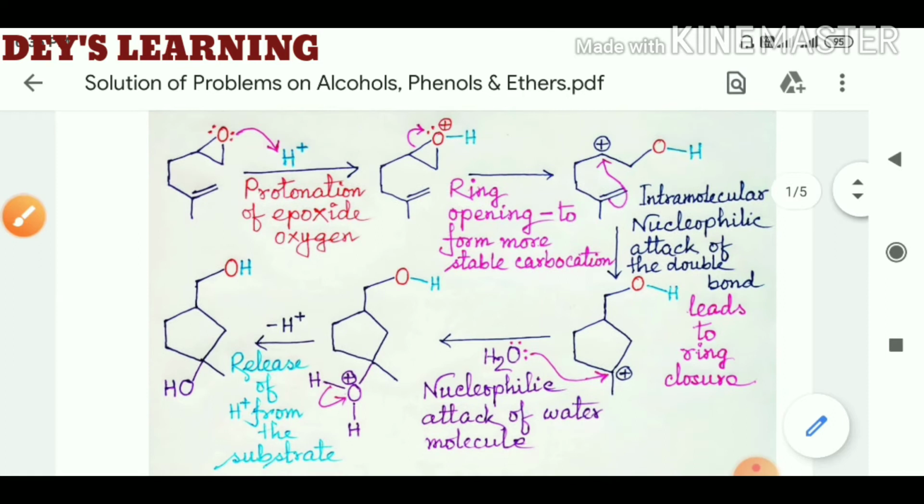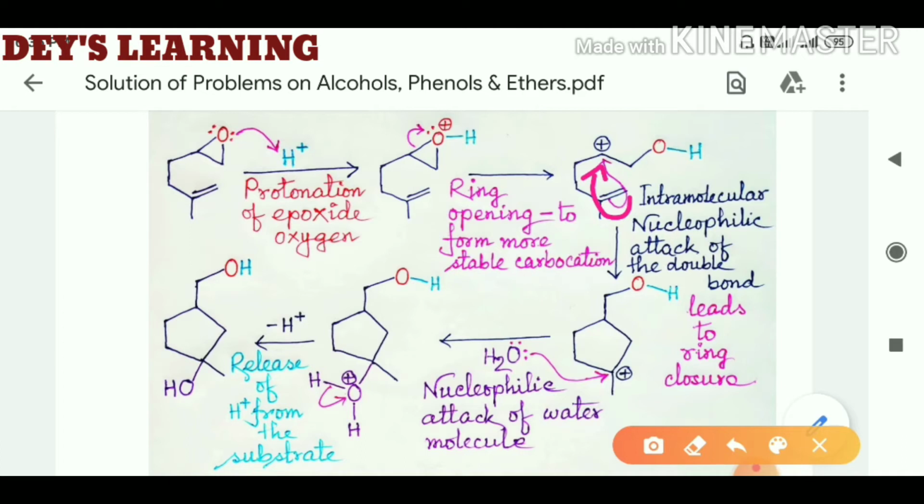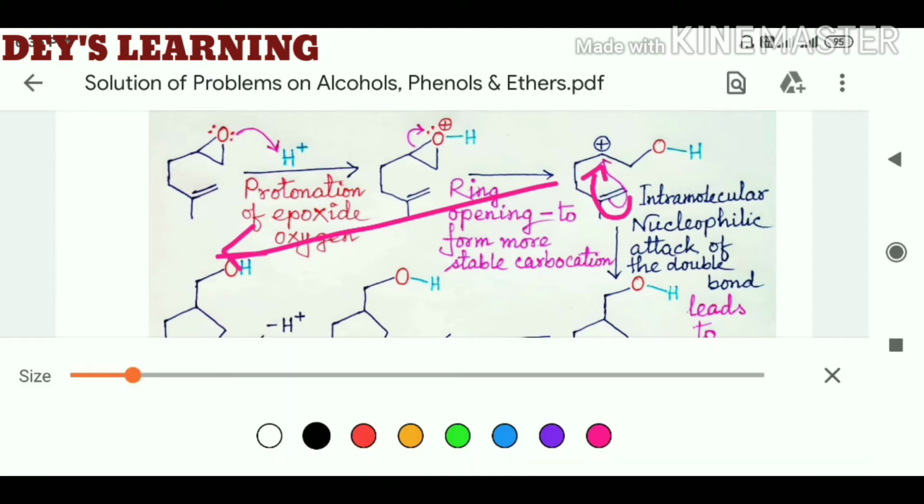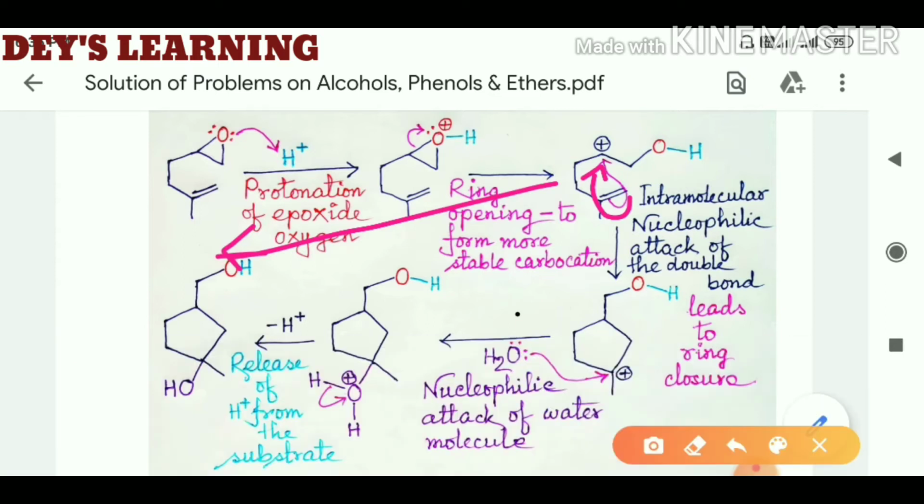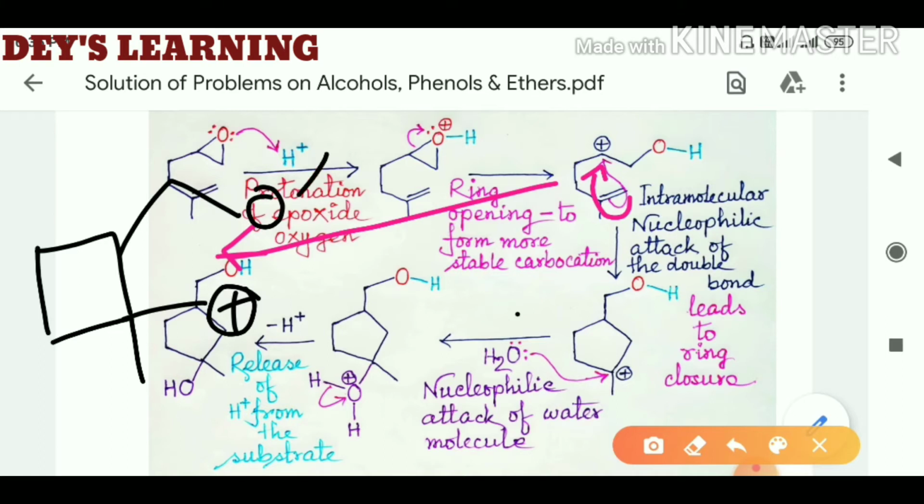We can think the ring closure can occur from another side, of course, but then we would get this sort of intermediate, like this one. Here the carbocation will be formed here, and this is 1, 2, and then oxygen, then OH, this sort of intermediate.